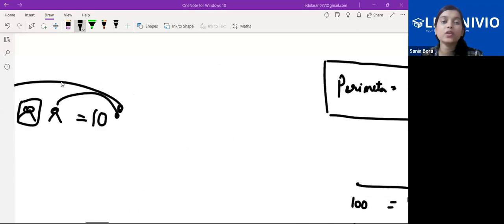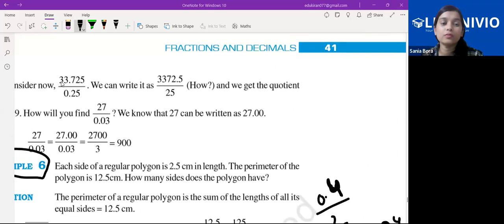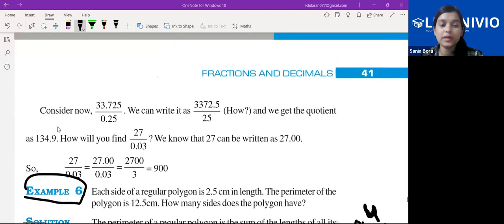Okay. So can you find this question now? This one. Each side is given to you, the value of each side. Right? The perimeter of the polygon is this. You have to find the n. I think you can do it.